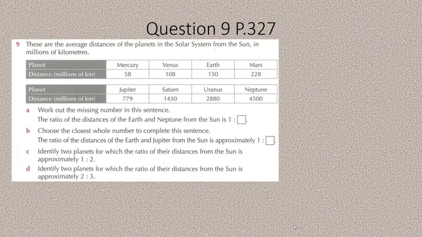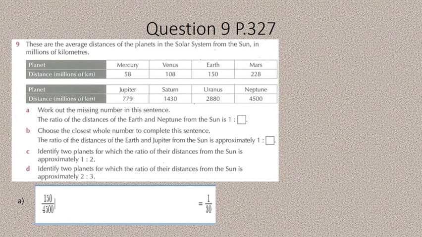Work out the missing number in the sentences. In this sentence, the ratio of the distance of the Earth and Neptune from the Sun is 1 to something. I have to get this. So write down the calculator. This is very tricky. Write down on the calculator Earth and Neptune as a fraction. Earth was 150 and Neptune was 4500. So if you write it down on the calculator, you will find it equals 1 over 30. So the ratio is 1 to 30.